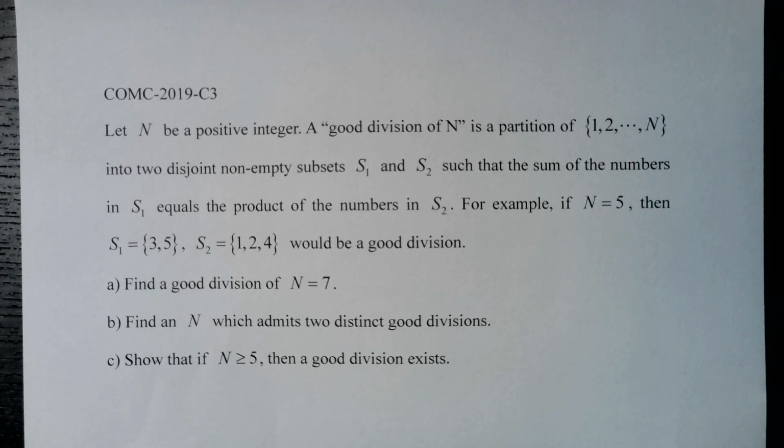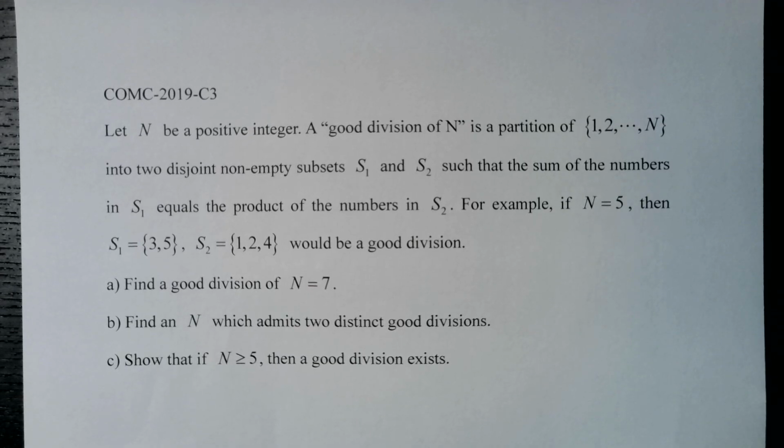Today we'll be doing another question here, and as always, let's first start off by reading the question. So, let n be a positive integer. A "good division" of n is a partition of all the numbers 1, 2, all the way up to n into two disjoint non-empty subsets S1 and S2, such that the sum of the numbers in S1 equals the product of the numbers in S2.